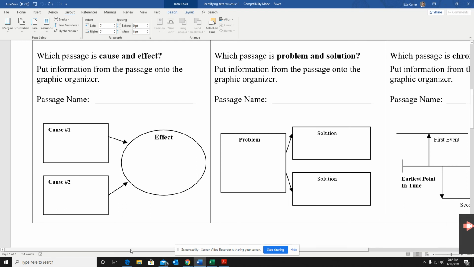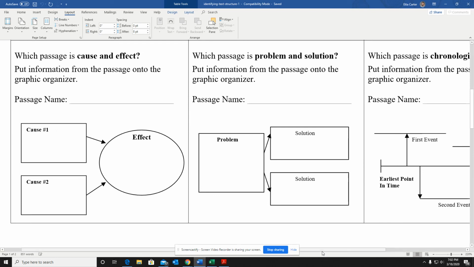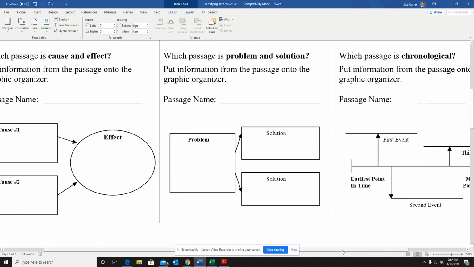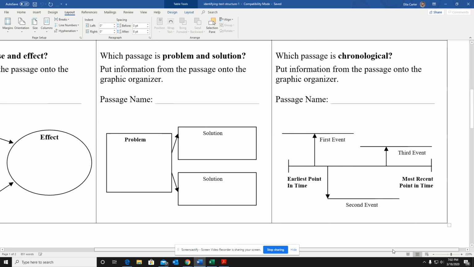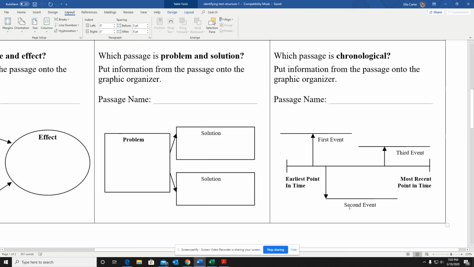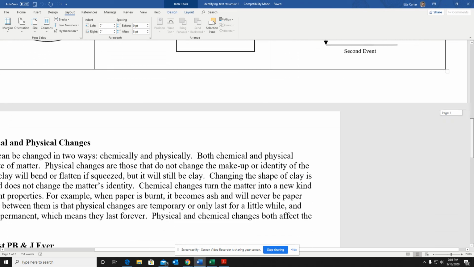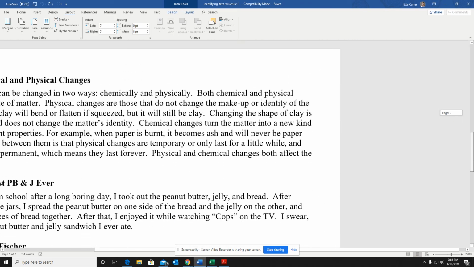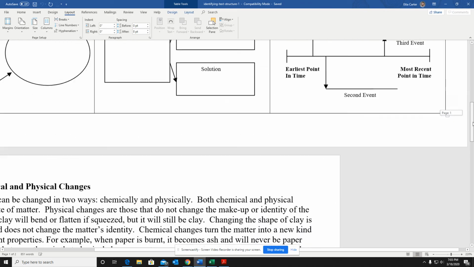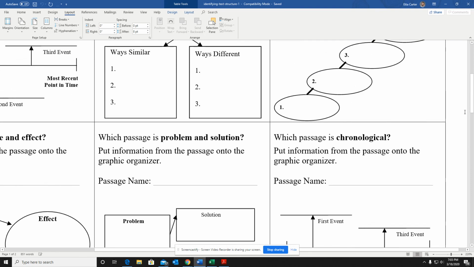My little video piece that I'm using is going to run out of time, so I'm going to have to do a separate one for problem and solution. We've already done chronological order, so I don't know why it's on there a second time. So I will have to do a separate video for problem and solution.